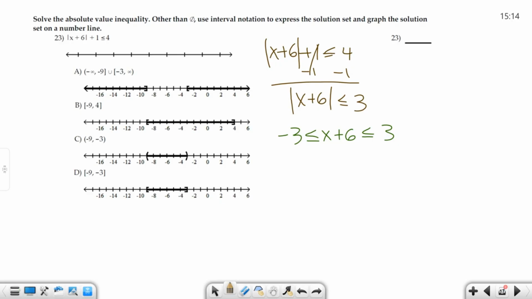So what do I do to finish solving? I need to get x by itself. I need to subtract 6 in all three places. So then negative 3 minus 6 is negative 9, less than or equal to x, less than or equal to what? 3 minus 6 is negative 3. But wait a minute. I got to add 3. Oh, I messed up.